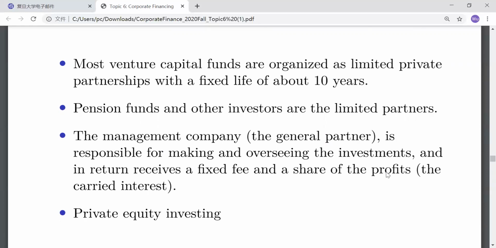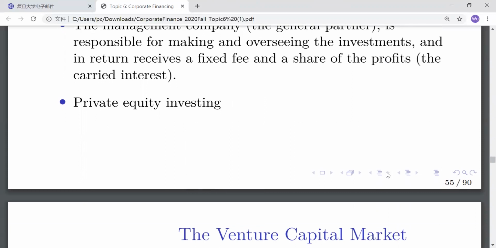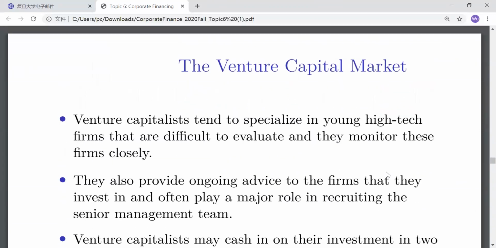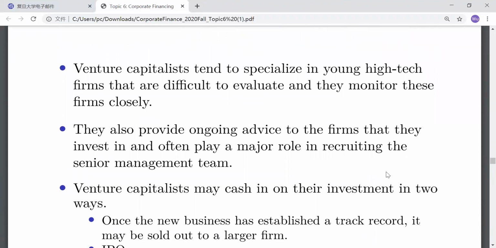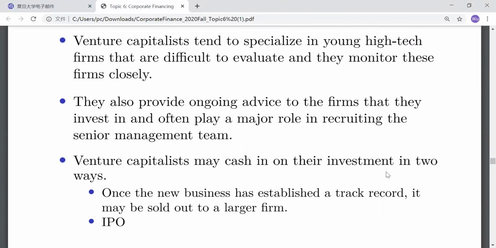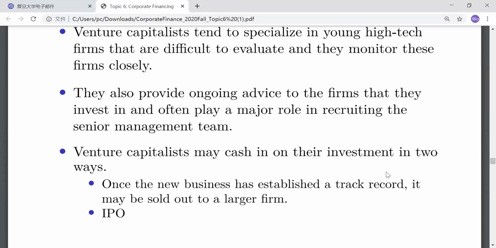And also there's private equity sometimes joining in this VC, right? So that's why this is the structure of venture capital. Venture capitalists tend to specialize in young high-tech firms that are very difficult to value, and they monitor these firms closely. They also provide advice and help them make connections with other directors or managers in other high-tech companies.